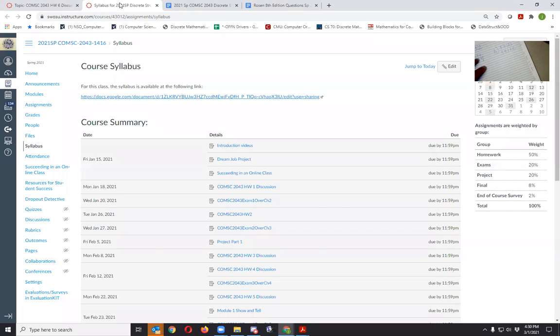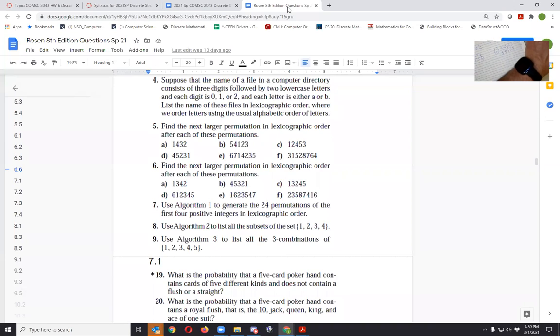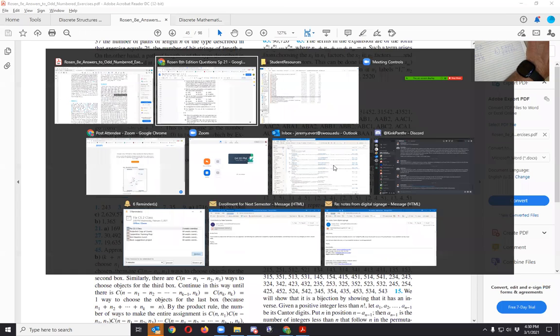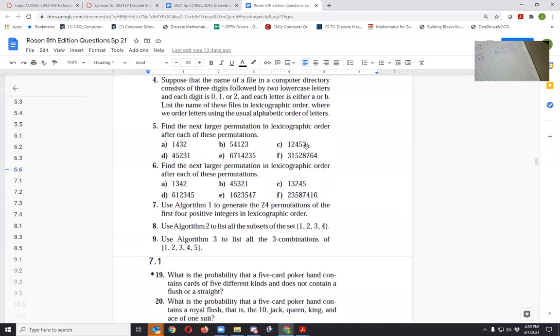Let's go verify that for B. 5, 4, 1, 3, 2. Yep, we just switched these last two around. Okay. Now we're going to do part C. And part C is 1, 2, 4, 5, 3. And for 1, 2, 4, 5, 3, we can switch these two.